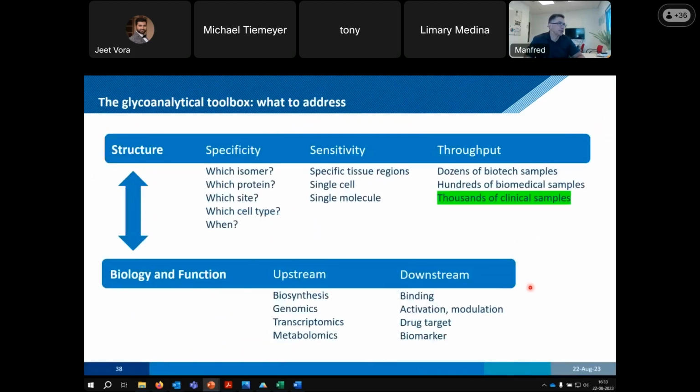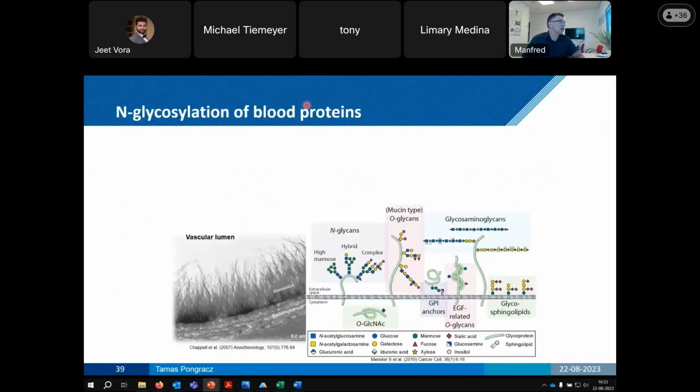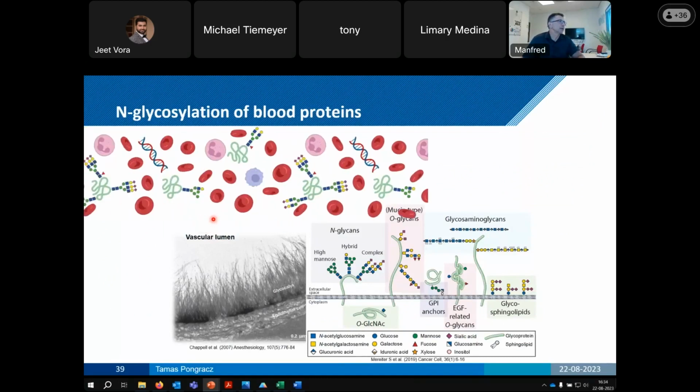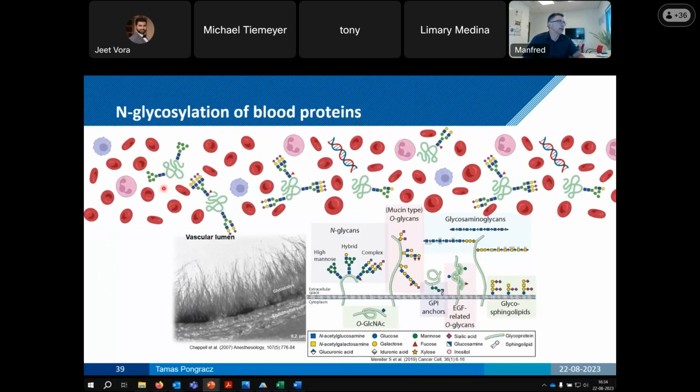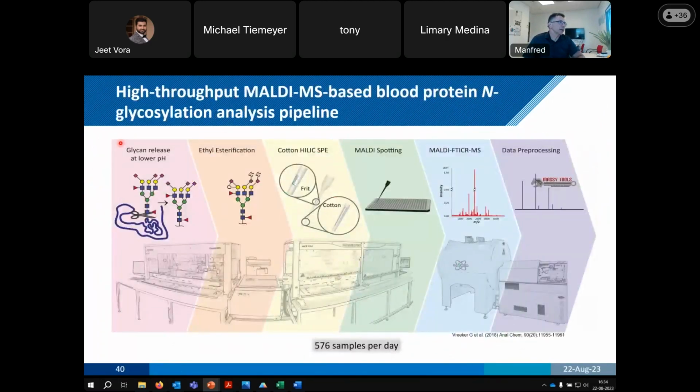Now, in the last part of my talk, I want to look into even higher numbers of samples, clinical samples. And now I'll go for an approach where we indeed ignore the protein part and simply look at released glycans. And for this approach, we choose blood, and we look at blood proteins in the form of plasma or serum. And I will now introduce the approach. So we release the N-glycans from serum or plasma.